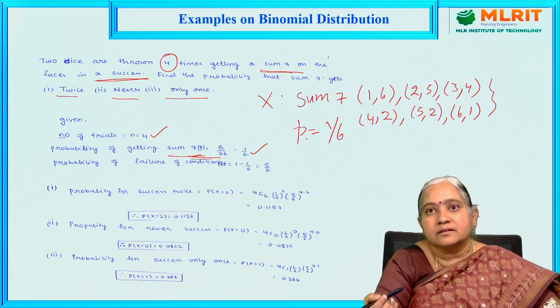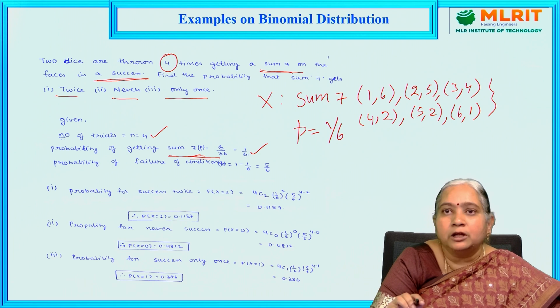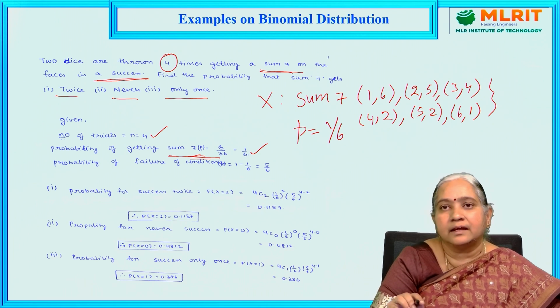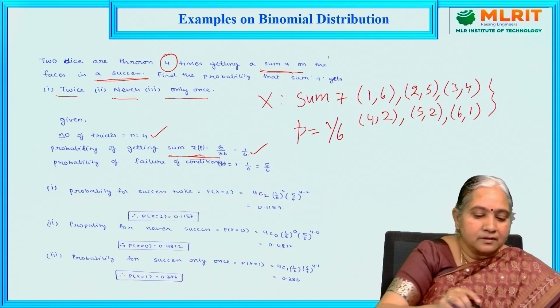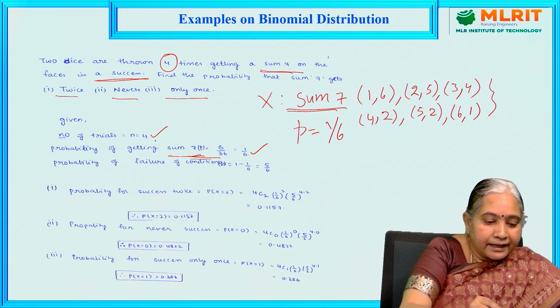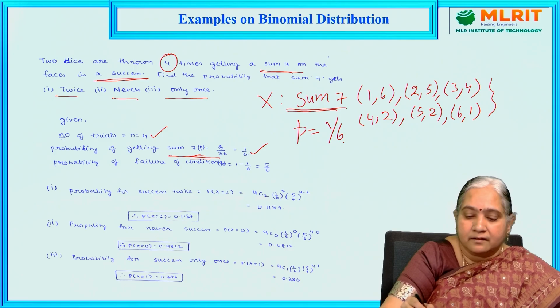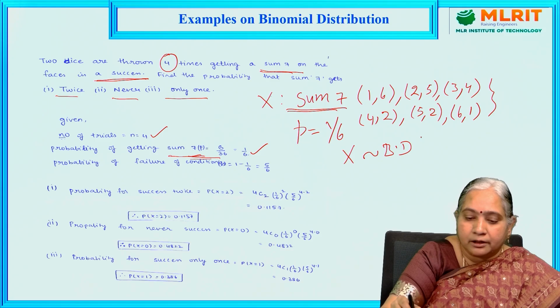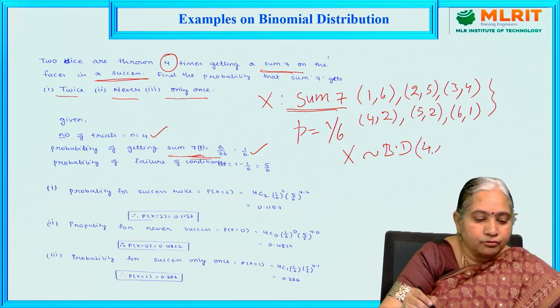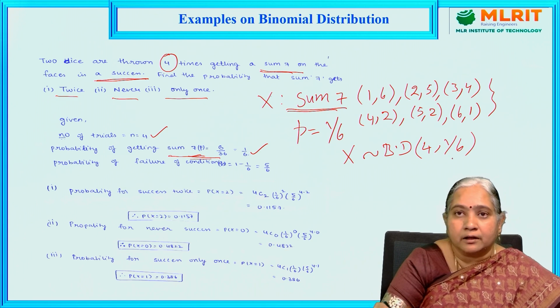Remaining all other cases are the failure events, that means not getting the sum 7. So here we defined the success event as getting the sum 7. Now n equal to 4 is the number of times the random experiment is performed and p is 1 by 6. Now X, the random variable, follows binomial distribution with the parameters n is 4 and p is 1 by 6. Once we know the parameters, we can find the probability of any number of successes.